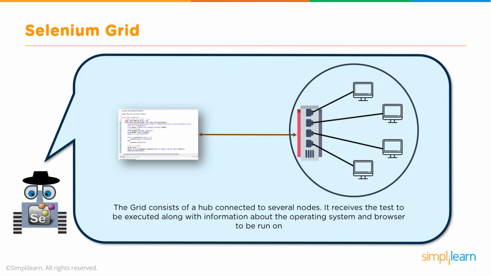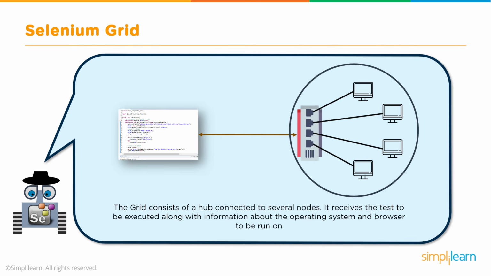Okay, so how does this Grid work? Grid has a hub and node concept which helps in achieving the parallel execution. Let's take an example. Say your application supports all browsers and most of the operating systems. Like in this picture, you could say one of them is a Windows machine, one of them is a Mac machine, and another one is a Linux machine.